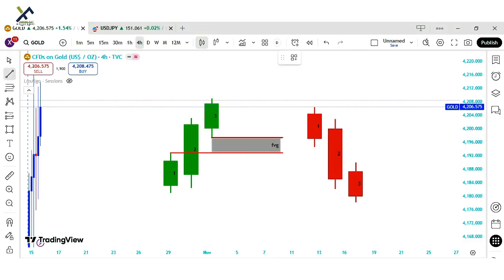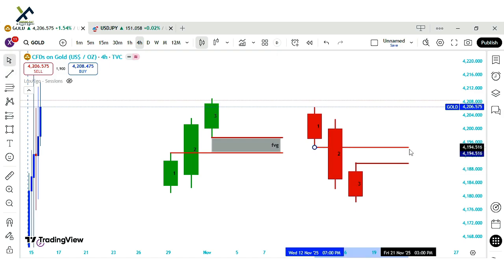The same thing goes for a bearish scenario. You start from the bottom of candle 1, and you mark out the peak of candle 3. Remember, it forms between candle 1 and candle 3. Once you have marked it out, the gap that exists there is called the fair value gap.